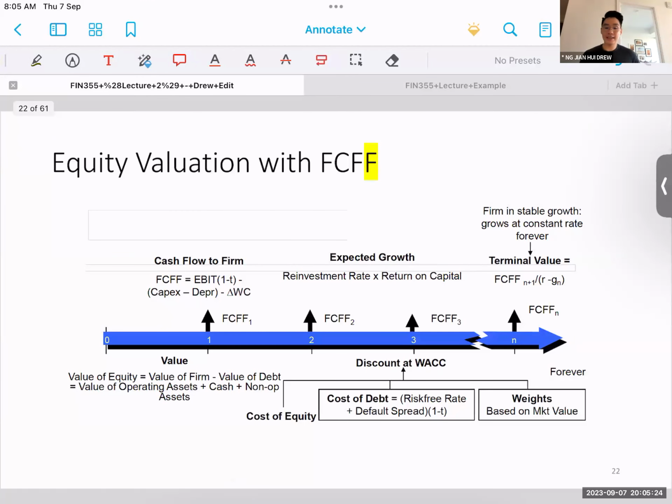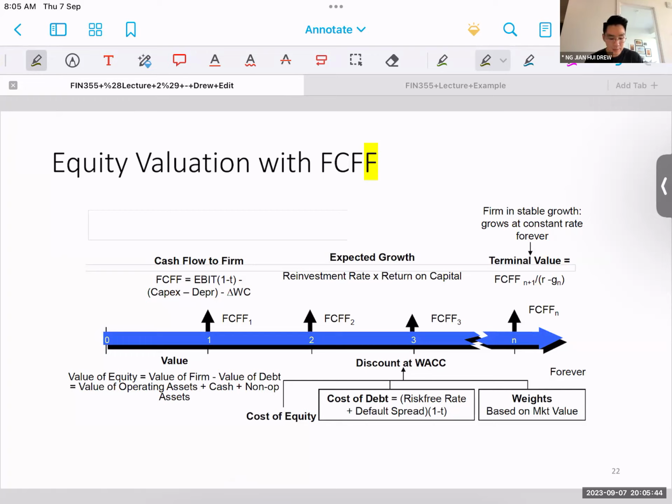So like the DDM, we have this very important summary slide that I like to use. It's kind of a reminder of all the components that you need to use in your valuation using the FCFF, as well as the components you need to justify, right? The numbers that you justify.